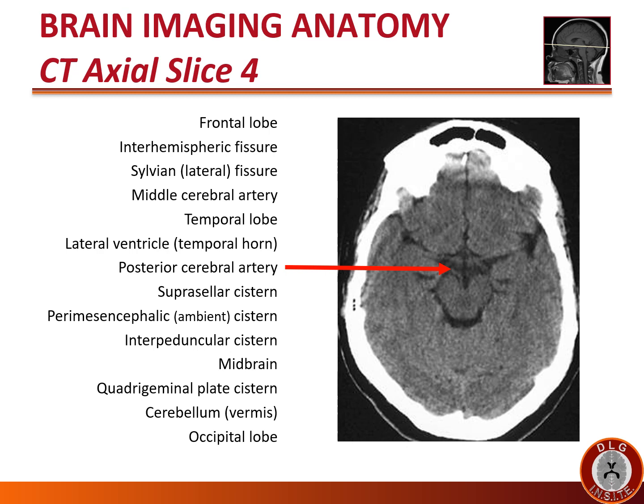Here we see the posterior cerebral artery, an isodense tube coming from its origin in the basilar artery and beginning to wrap around the midbrain and about to enter the perimesencephalic cistern.